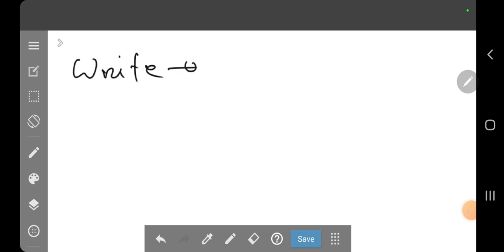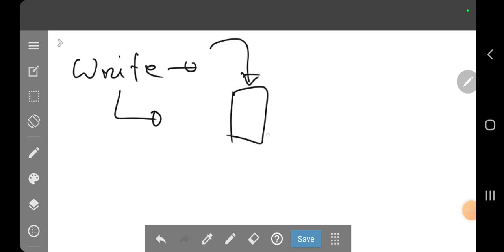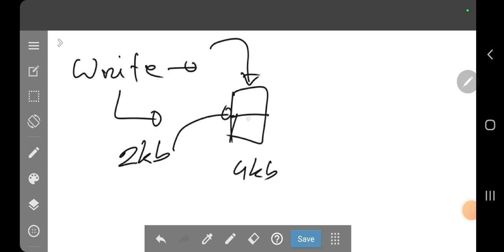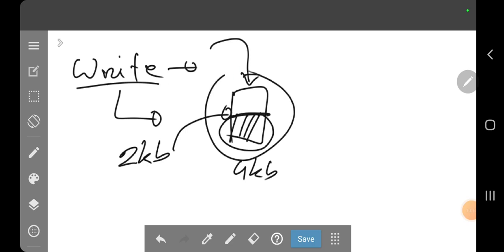So what does a write operation do? Whenever you start to write, it will go to the page and write to the whole page. Let's say this is a page, and you want to store 2 KB here. This page is 4 KB, you want to store 2 KB, so you need only this portion, right? The write operation will never write in this portion only, it will take the whole page, and no other write operation can write in this page again.